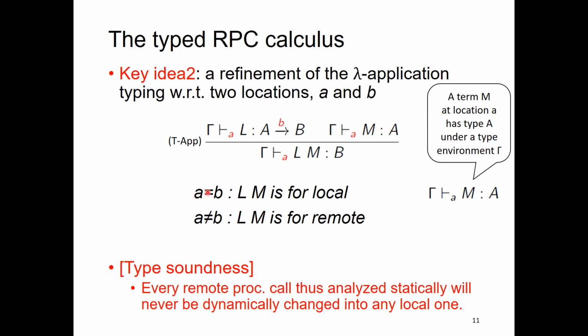When caller location A is equal to the function location B, then that lambda application is a local procedure call. Otherwise, A is different from B, and this is a remote procedure call. In this way, you can statically decide if a given lambda application is a local or remote procedure call. By the type soundness property, every remote procedure call thus analyzed statically will never be dynamically changed into a local one.